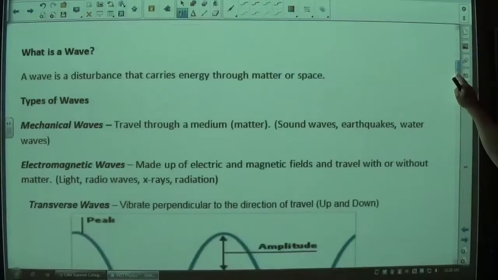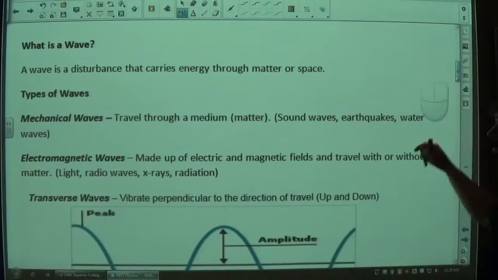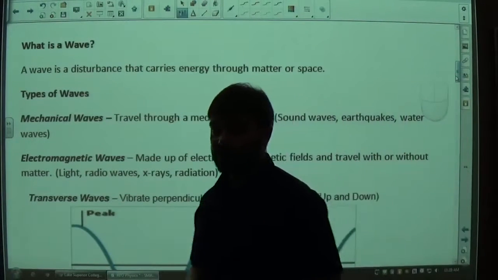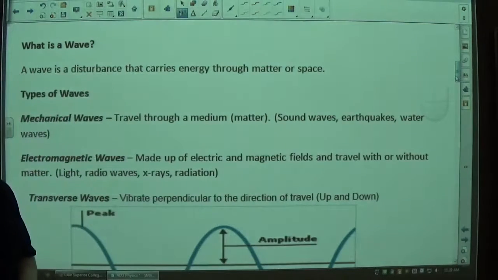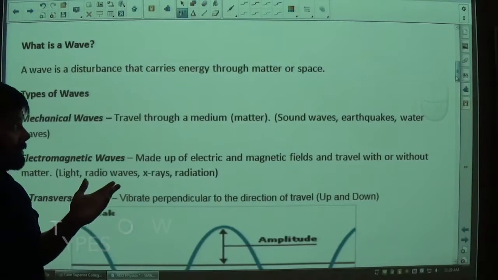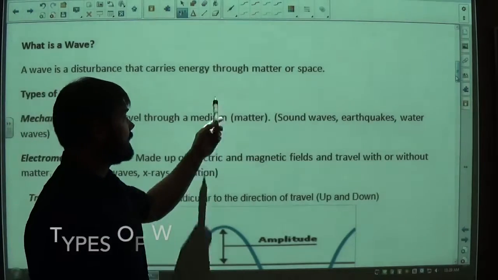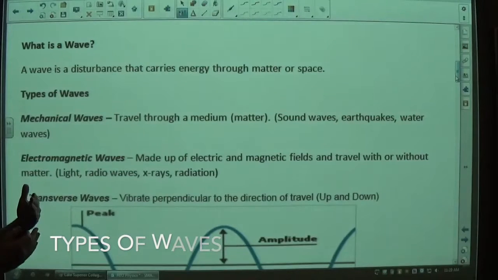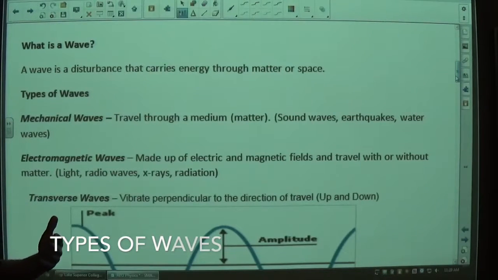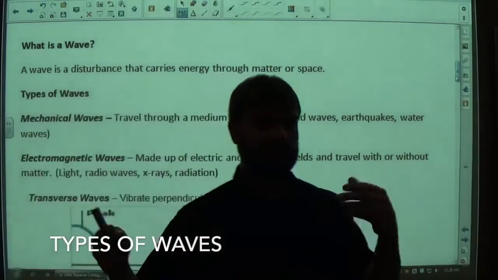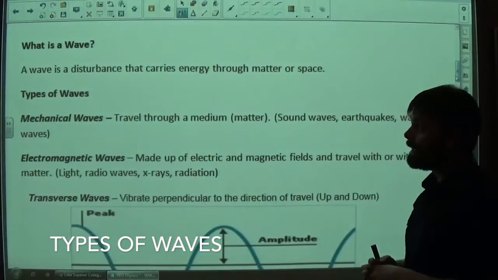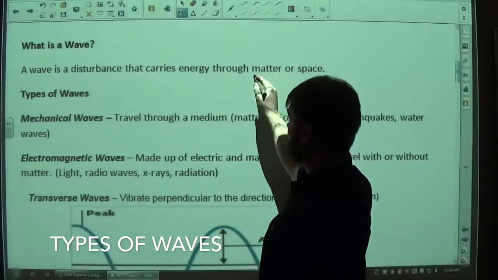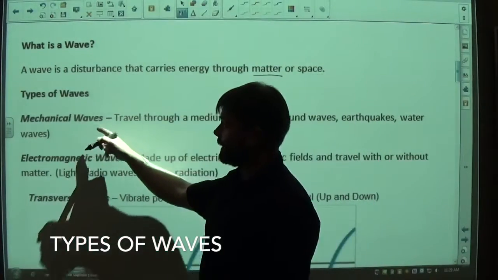Moving on to talking about what are waves. Just generally speaking, a wave is something that carries through space or matter. There are different types of waves, which we'll look at here a little bit more closely. When a wave travels through matter, it physically collides with other particles, and that particle hits the next particle, kind of like a chain reaction. Those types of waves, the ones that do travel through matter, are known as mechanical waves.